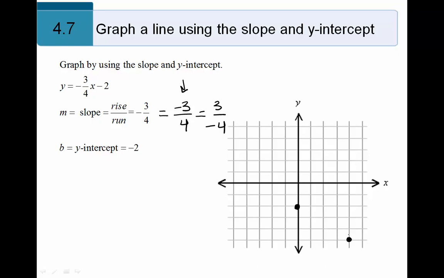Now let me go back to the negative 2, and now I'll use this. That's a positive 3 rise, 1, 2, 3, run negative 4, 1, 2, 3, 4. That's a point right here. Now WebAssign may only want one additional point, but you can see you can get points in either direction from the y-intercept.